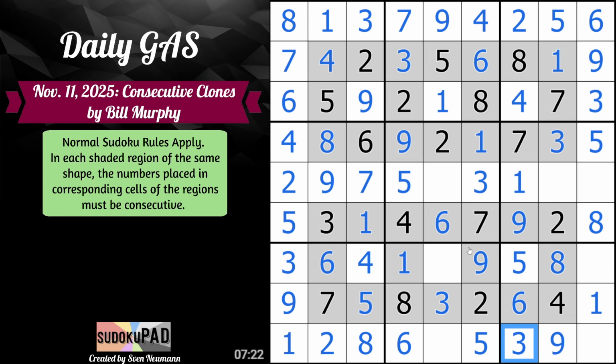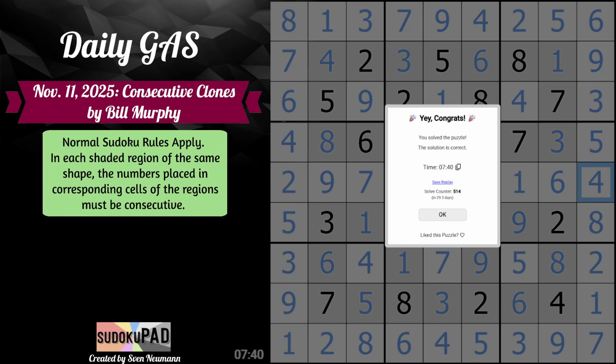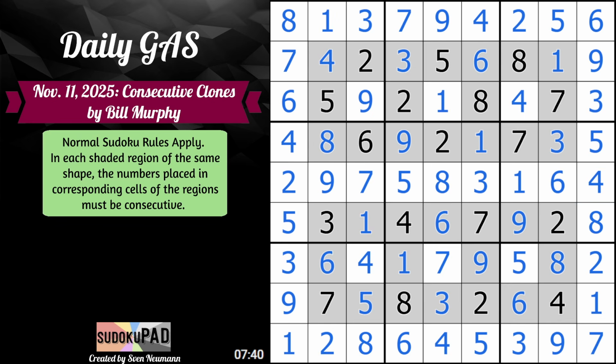And to finish us off, what are we missing? This is 8. From the box 7 and 4. There we go. 7, 4. 7 gives us 7 in the corner instead. We get 2 here. And finally, to finish us off, we need 6 and 4, and we are done in 7 minutes and 40 seconds with Consecutive Clones by Bill Murphy.